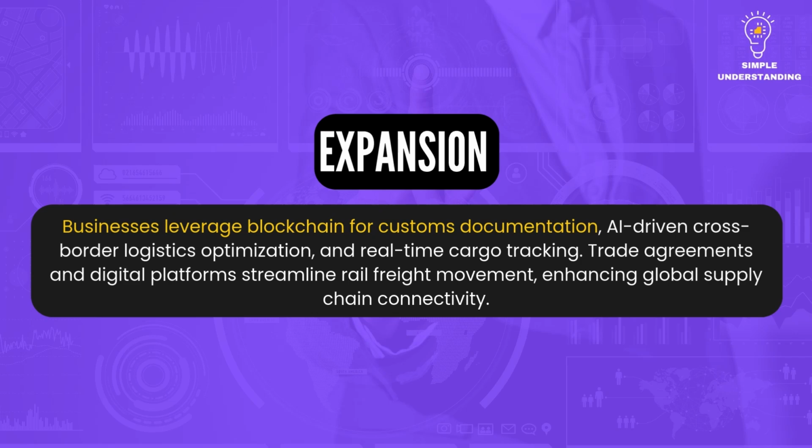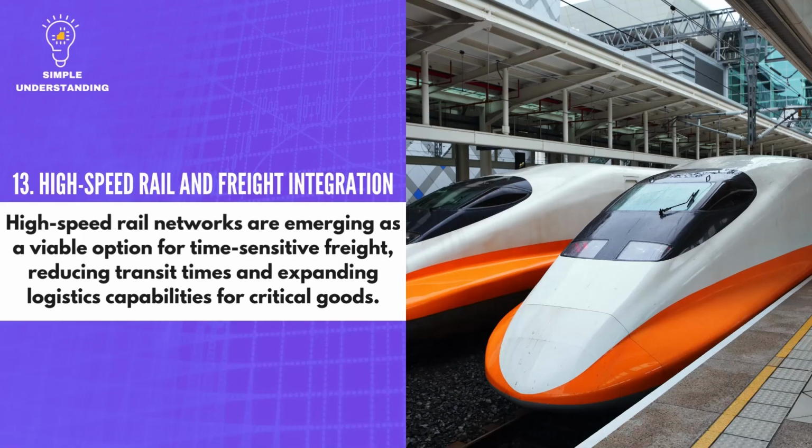Trade agreements and digital platforms streamline rail freight movement, enhancing global supply chain connectivity. 13. High-speed rail and freight integration. Explanation. High-speed rail networks are emerging as a viable option for time-sensitive freight, reducing transit times and expanding logistics capabilities for critical goods.